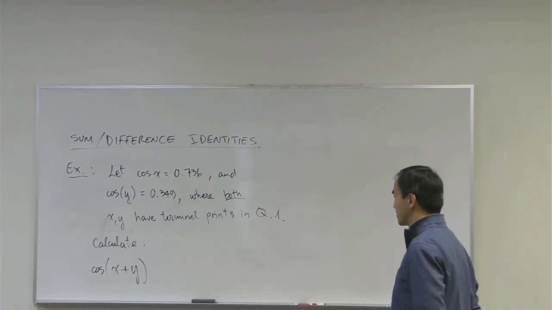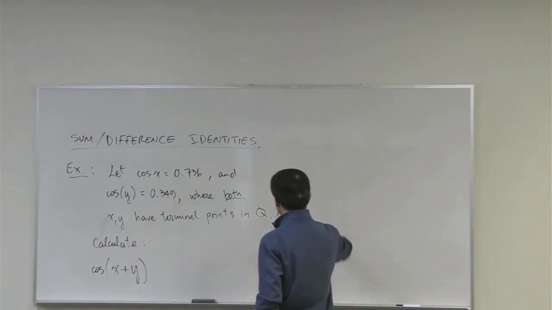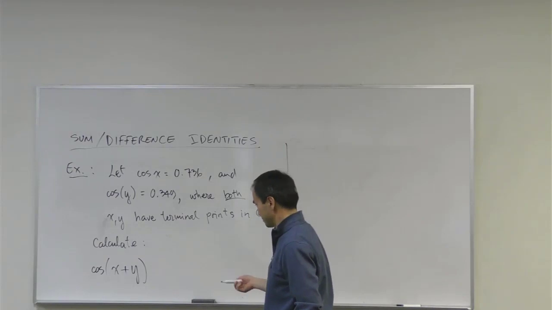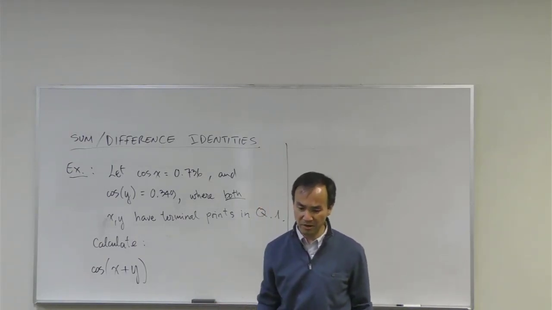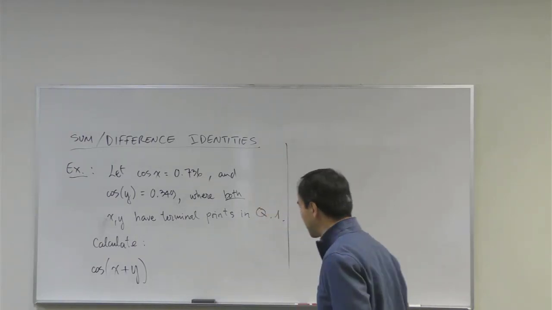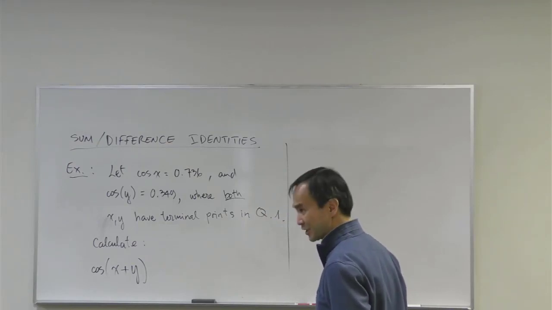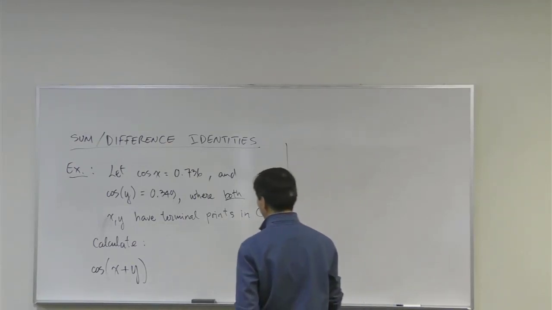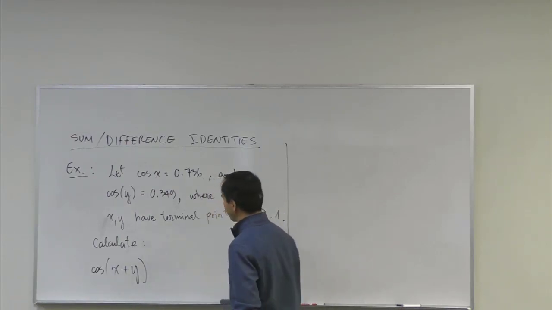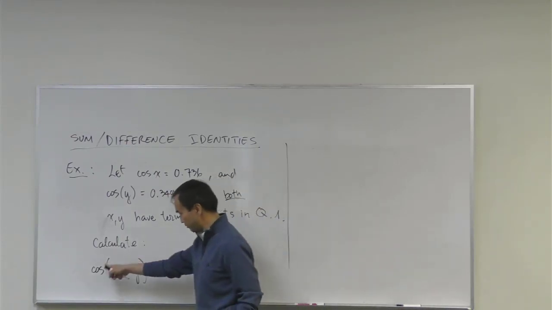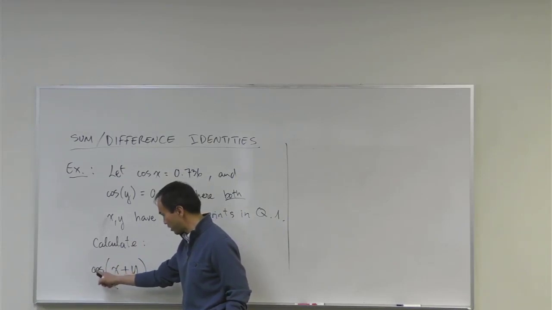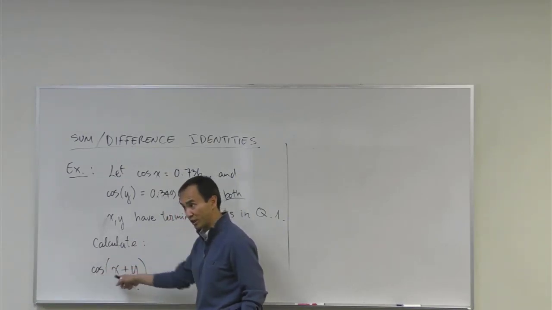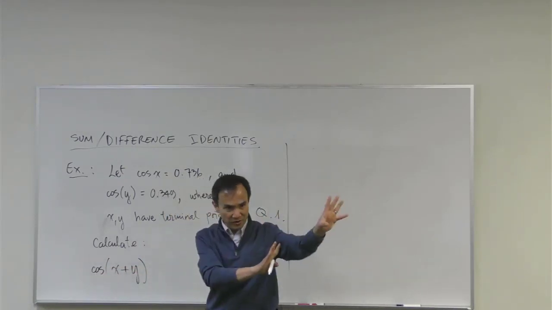Now the calculation becomes a little more tricky. And by tricky, I don't mean it's hard, it just means we need to put in more creative thought into it, so that we can handle the problem. But believe me, everything I'm about to show you is all within what you have learned here. So, as required, we need to calculate cosine of x plus y, cosine of a sum. So let's write it down.